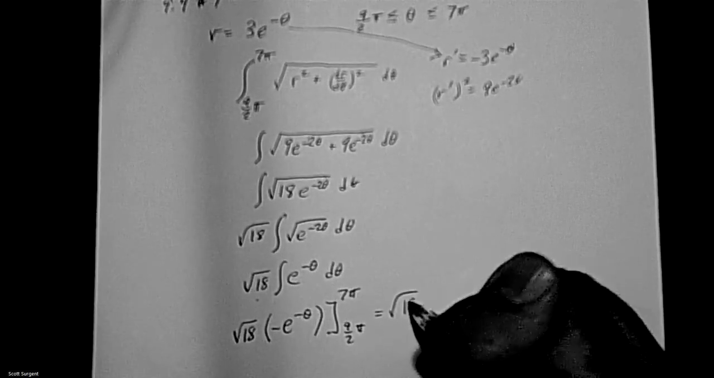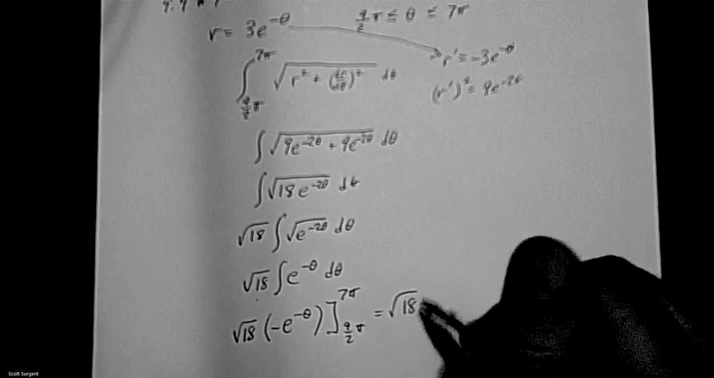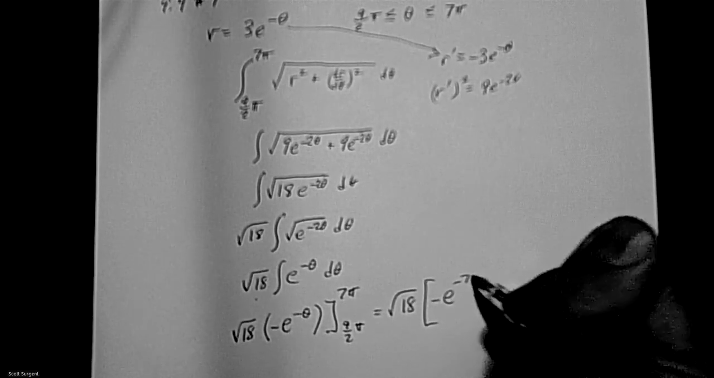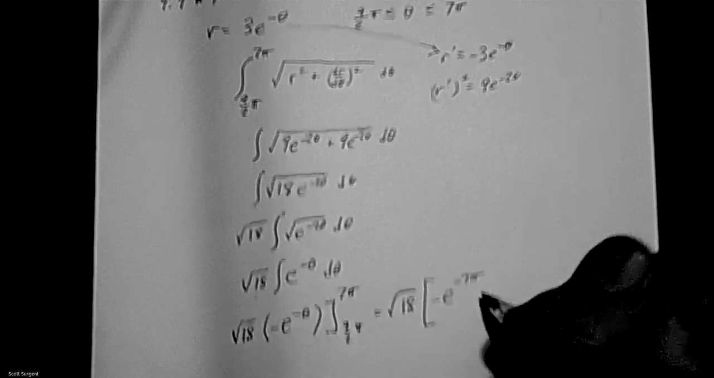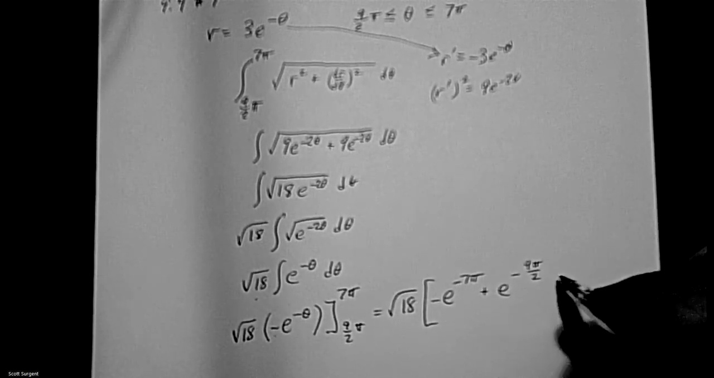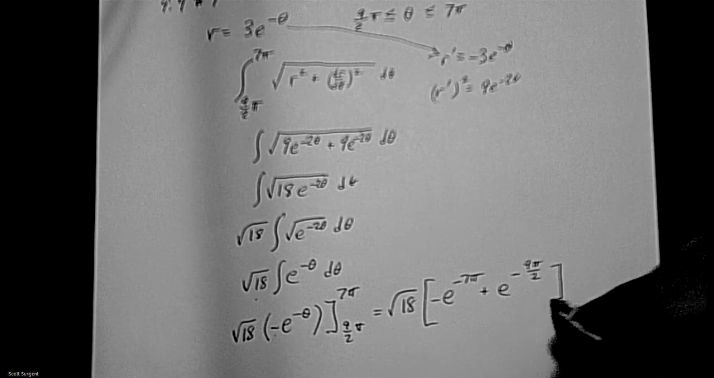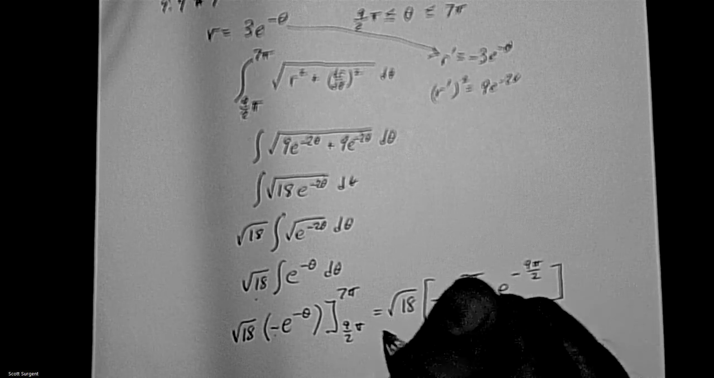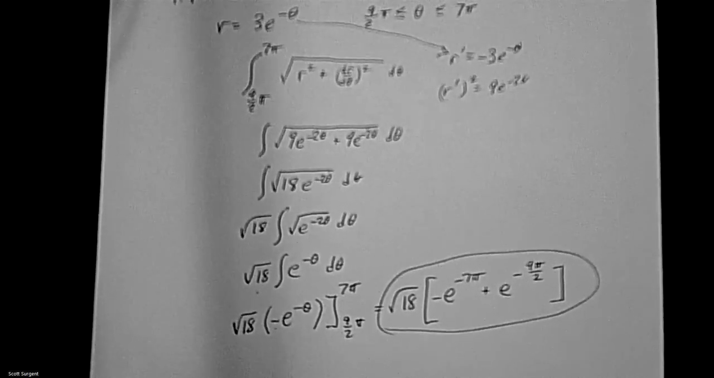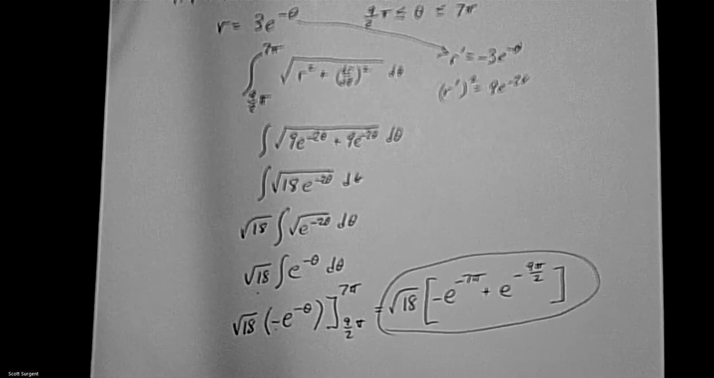And this one is just going to be ugly. I don't think it cleans up at all. It's going to be negative e to the negative 7 pi minus negative, so that's going to be plus e to the negative 9/2 pi. And that's about as good as it's going to look. Okay. I thought it might get pretty, but apparently it does not.